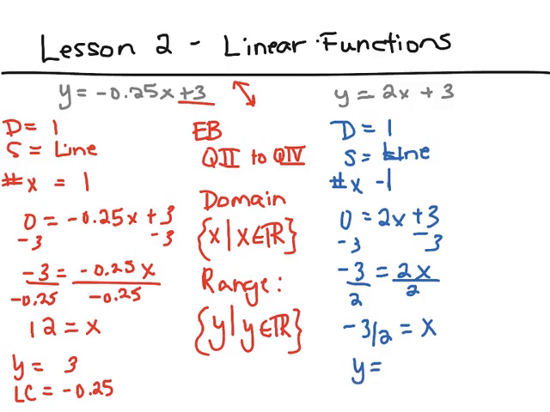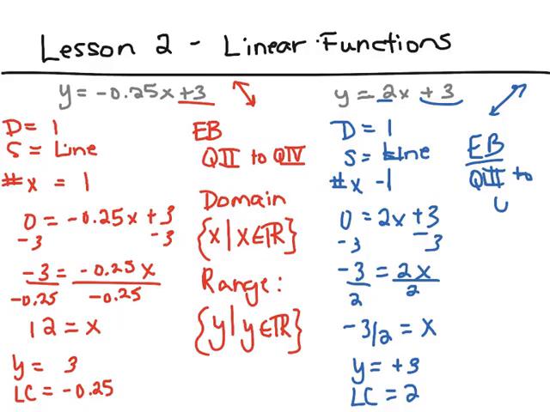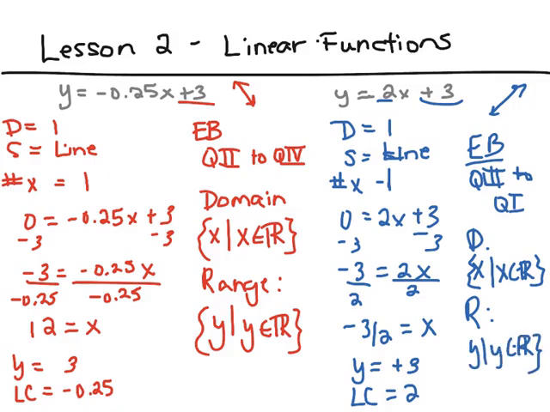Our y-intercept is plus 3. Our leading coefficient is 2. That means it's a positive line. So our end behavior goes from quadrant 3 to quadrant 1. Domain is always x such that x is an element of the real numbers. And range is always y such that y is an element of the real numbers. So that is all the information for these.